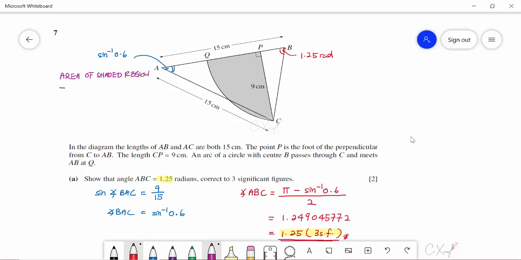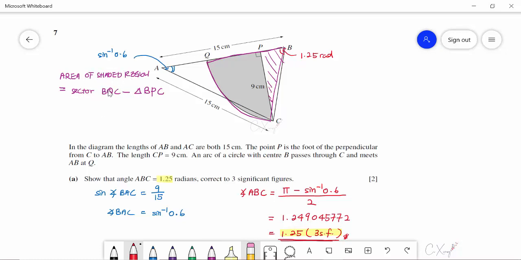From here you can see that this is the sector. You can use the sector BQC minus this small triangle here to get the shaded area. When you want to minus a triangle, it means minus triangle BPC. Generally, this is our overview of the steps that we should carry out to get the answer.